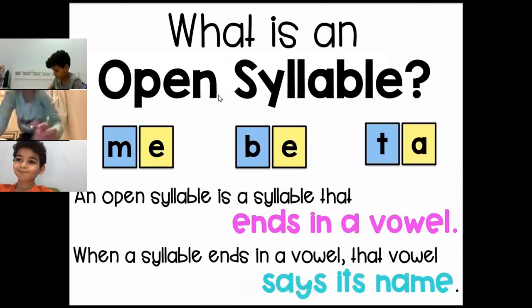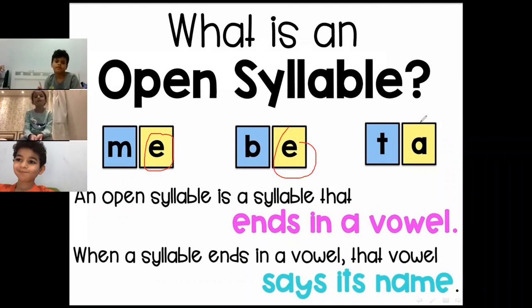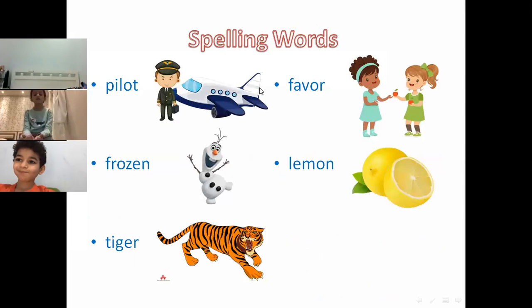What about the open syllables? The open syllables end with a vowel, like me, be. So what will they do? They will open the door and shout their name. So they will have a long vowel sound.